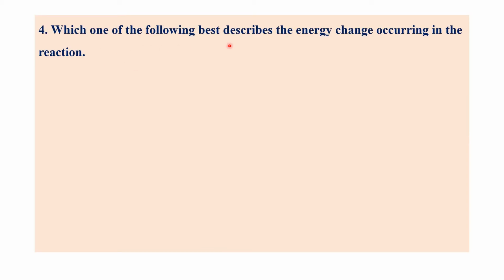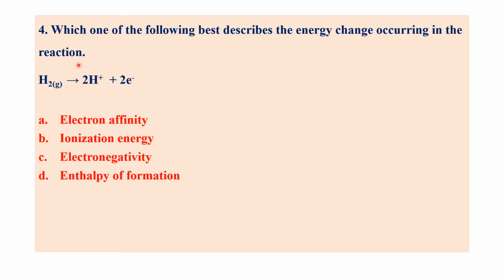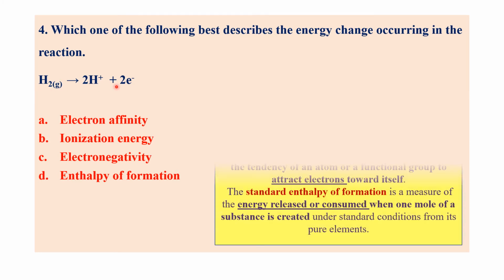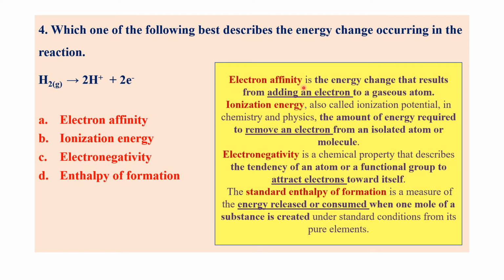Which one of the following best describes the energy change occurring in a reaction? Reaction is also given. So the energy change is electron affinity, ionization energy, electronegativity, or enthalpy of formation. So first we will know about all these terms, then we will be able to know about the answer. Electron affinity is the energy change that results from adding an electron. Now here the electron is being lost, so electron affinity is not the correct answer.